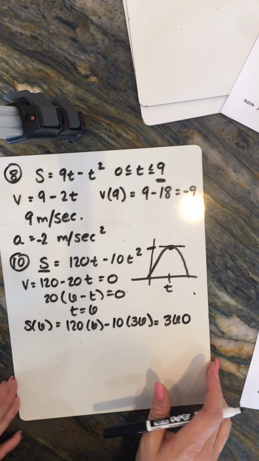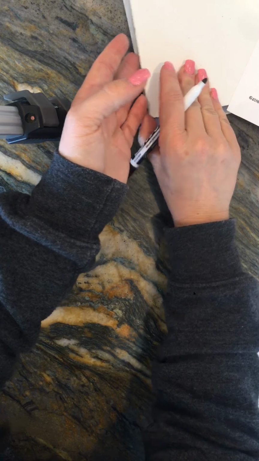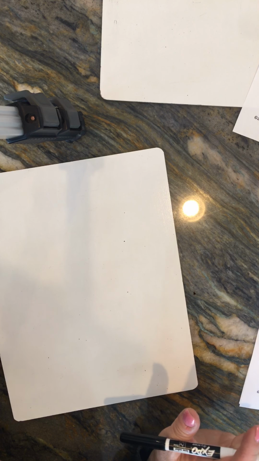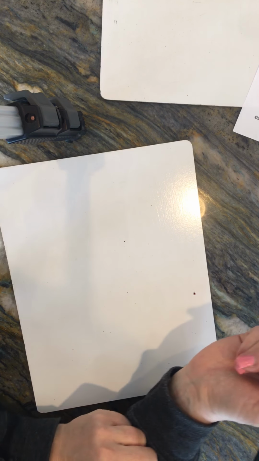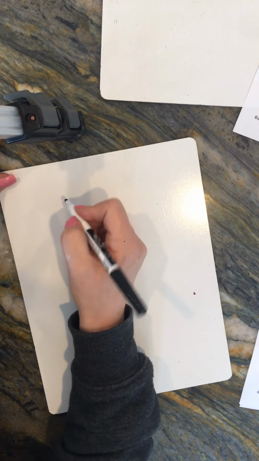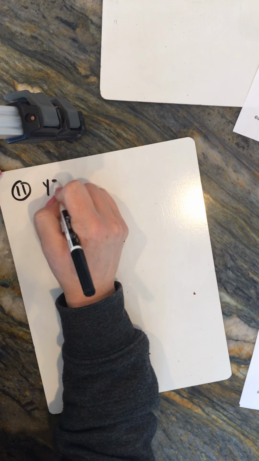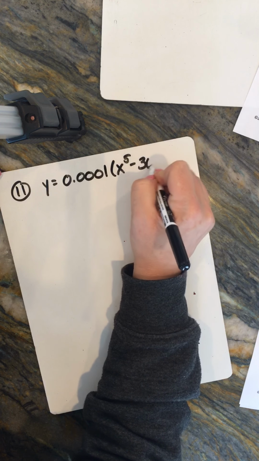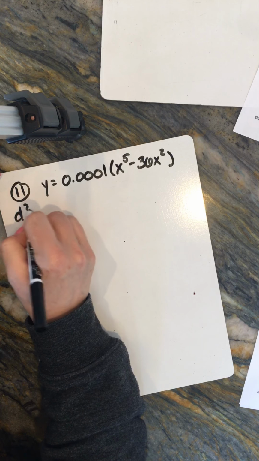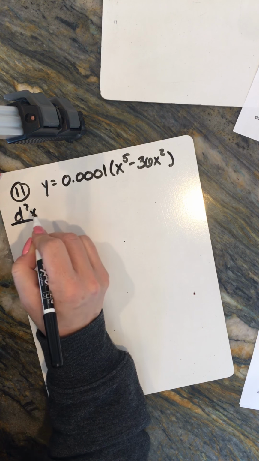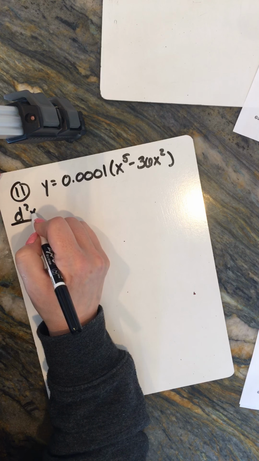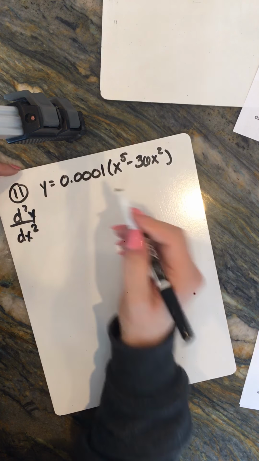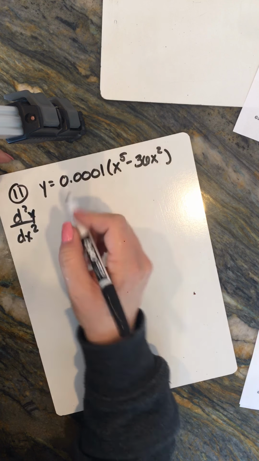All right, then 11. The deflection of a 6-meter beam as a function of the distance x. I think they're talking about laser beams. I'm not entirely sure. But here we go. For number 11, y equals 0.0001 times x to the 5th minus 36x squared. They want you to find the second derivative of y with respect to x. So for the second derivative, first distribute and then find your derivative.